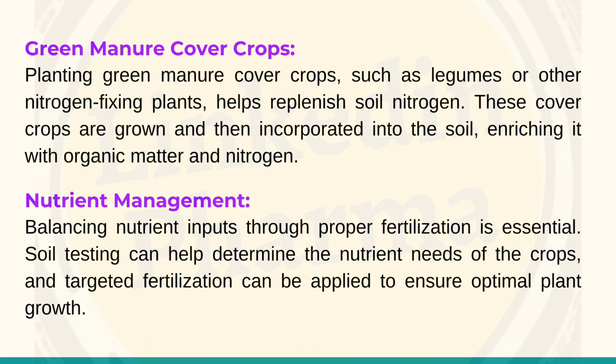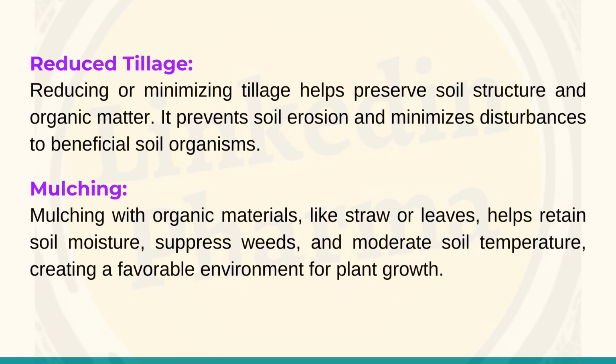Nutrient management. Balancing nutrient inputs through proper fertilization is essential. Soil testing can help determine the nutrient needs of the crops, and targeted fertilization can be applied to ensure optimal plant growth. Reduced tillage. Reducing or minimizing tillage helps preserve soil structure and organic matter. It prevents soil erosion and minimizes disturbances to beneficial soil organisms.